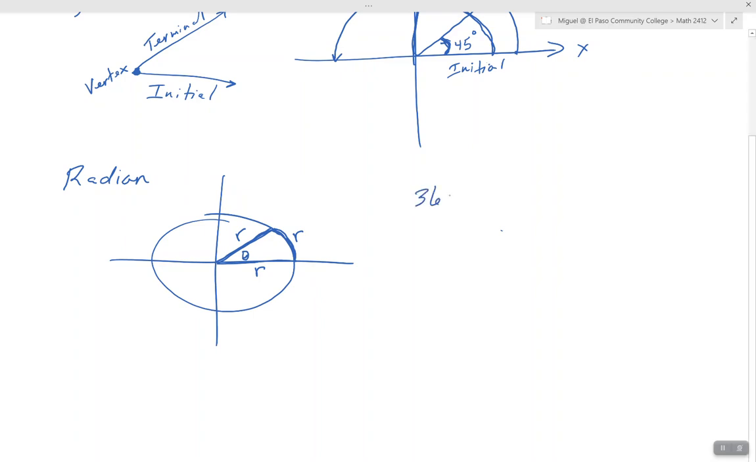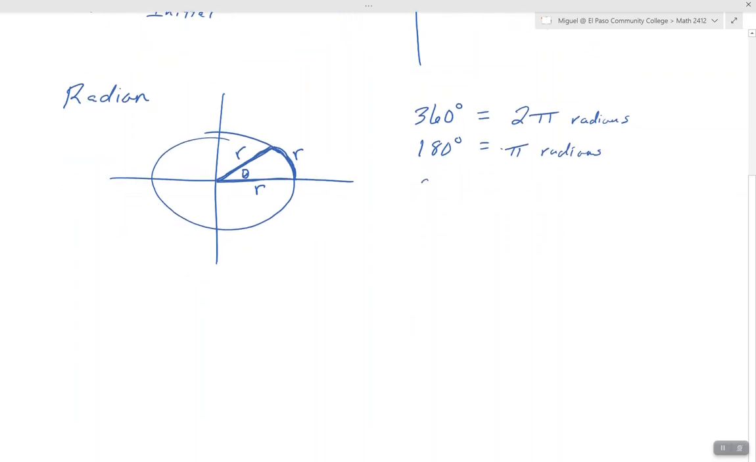Now, 360 degrees is equal to 2 pi radians. Which means 180 degrees is just pi radians. So what would be 90 degrees? Pi divided by 2, good. 45 degrees? Pi over 4. Good.